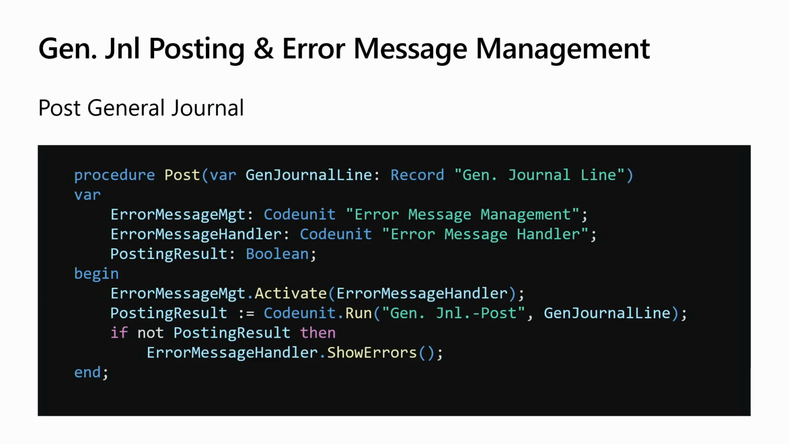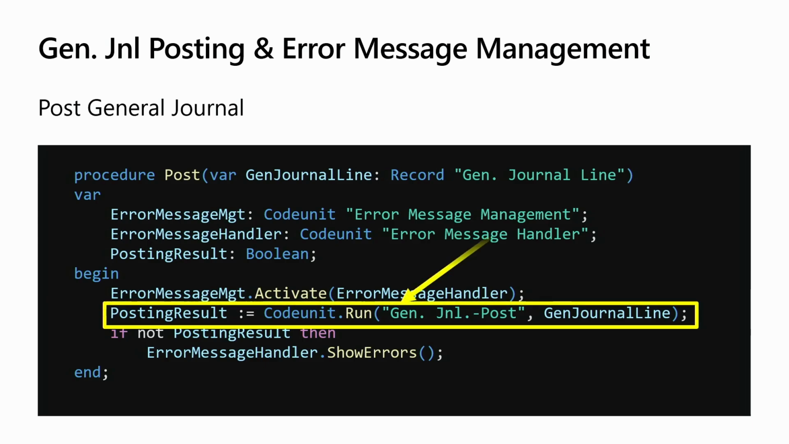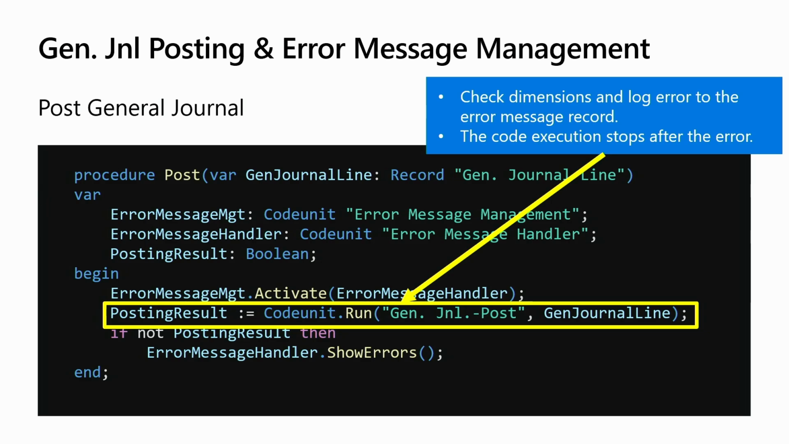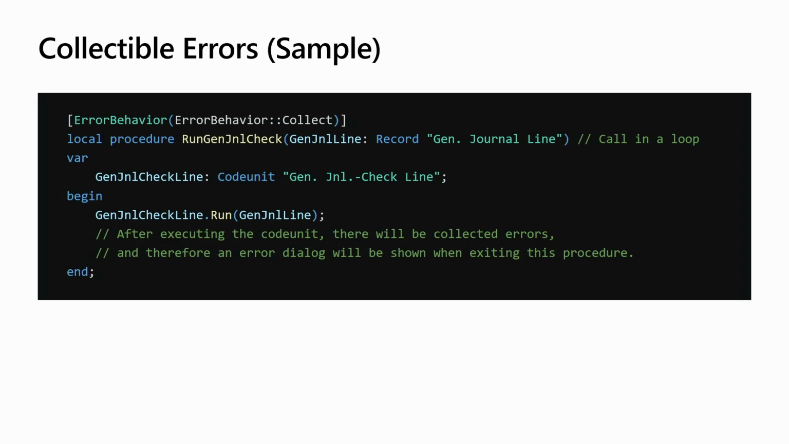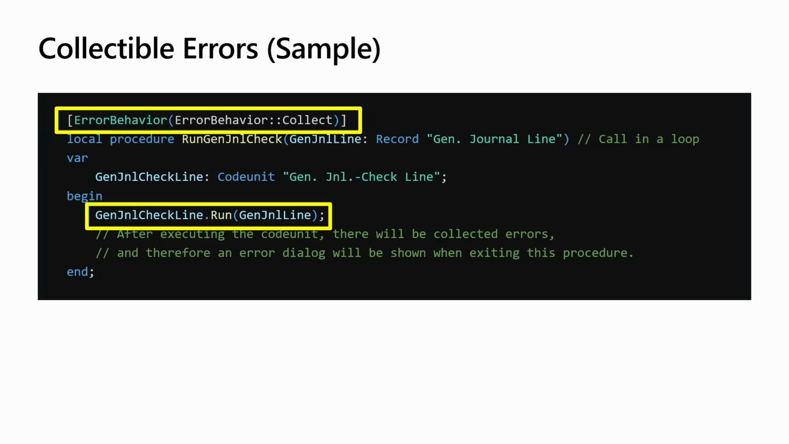So it is done today for the posting routine. What happens in the posting routine is we check the dimensions, and when we do the check, we use error message management to log the errors. In this case, the errors are logged into the error message record, and the code execution stops as soon as the error is encountered. And we just show the errors as we encounter that. So can we do something better by using collectible errors? Let's start by adding a property on the check attribute, which is called error behavior, and we can set it to collect. And then let's see what happens inside the check line routine.